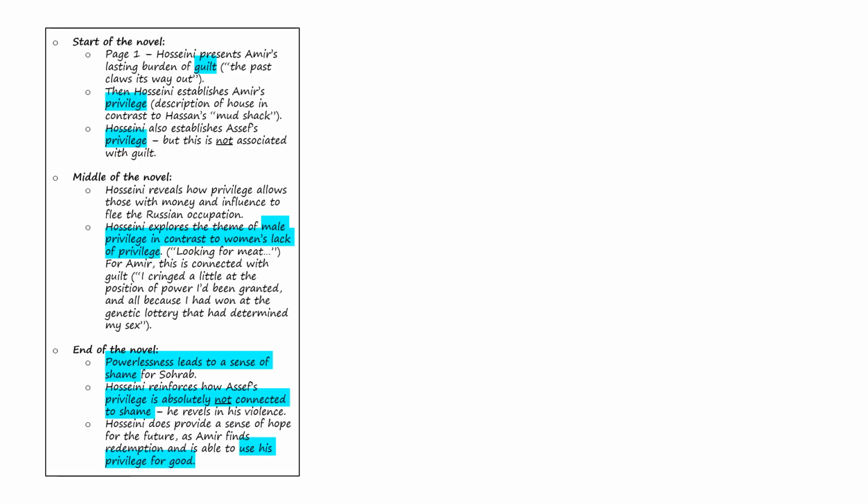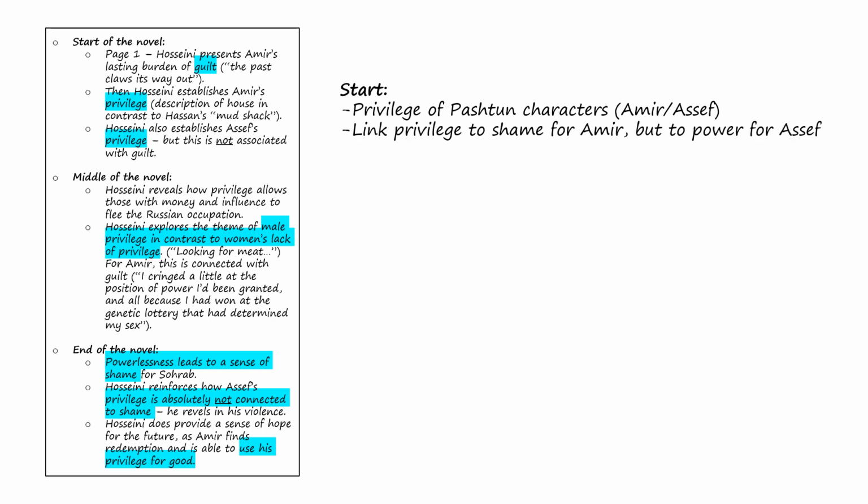So what I've done now is I've moved my list to the side because I'm going to write my plan, and I've gone through and highlighted the key words for this. Highlighting is going to help me to find a thread or a line of argument, something that's going to be the backbone of my essay. Of course, I'm working chronologically in this plan, so I'm going to start with the beginning of the novel, where Hosseini establishes the privilege of the Pashtun characters, so looking at Amir and Asif. Then I'm going to link privilege to the idea of shame for Amir, but to power for Asif.